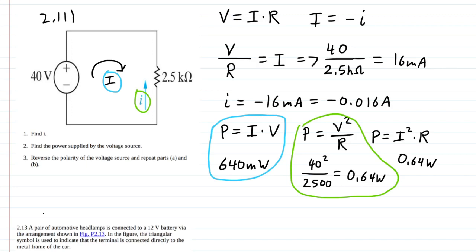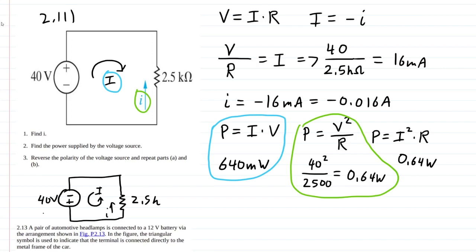So anyway, if we reverse the polarity, let's draw the circuit again. Let's do our ideal voltage source down here. And I is still the same. So now we have our little resistor, 2.5K, and 40 volts. Now the direction of conventional current is in the same direction as the little I. Little I hasn't changed.